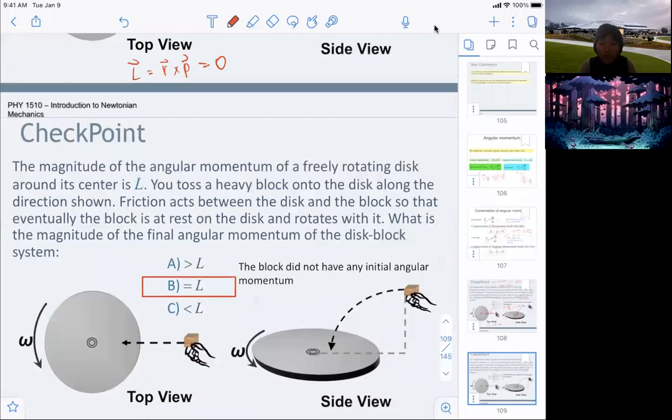All right, that's all we are going to talk about today. Next on Thursday, we'll continue to do more problems using conservation of angular momentum. We'll probably also do a little bit on static equilibrium to look at how you balance an object. But that's all for today.